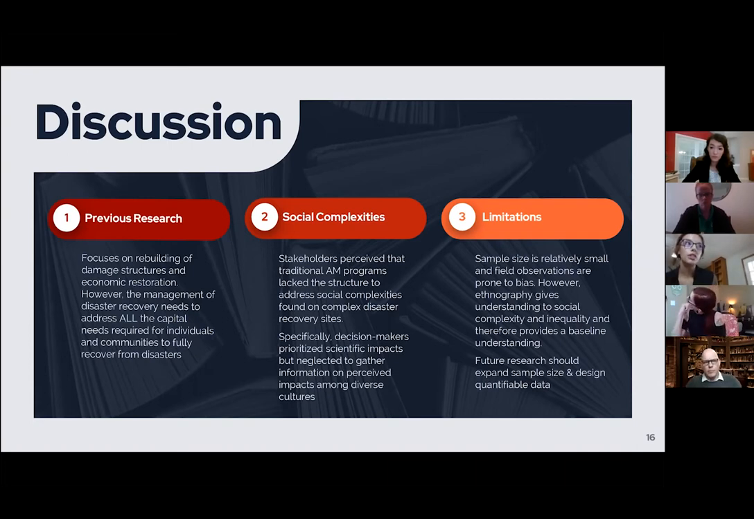So further research should expand the sample size to include more disaster sites that utilize adaptive management by designing a quantifiable survey that will increase the sample size. This data will be used to further alter the adaptive recovery management cycle so it is more inclusive and represents additional issues seen within disaster recovery.